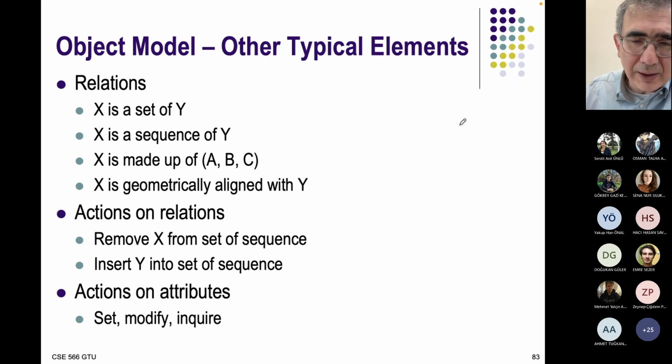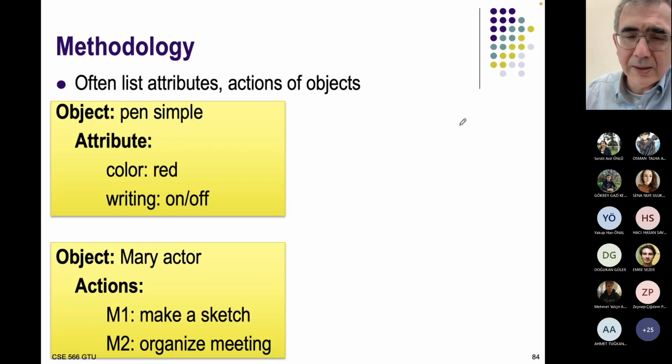Actions, objects, and relations, such as object is pen, attribute is color, writing, on, off. So those are the attributes. So we are moving to object-oriented design and encapsulating the functions of the objects and relations into functions in the object-oriented design.